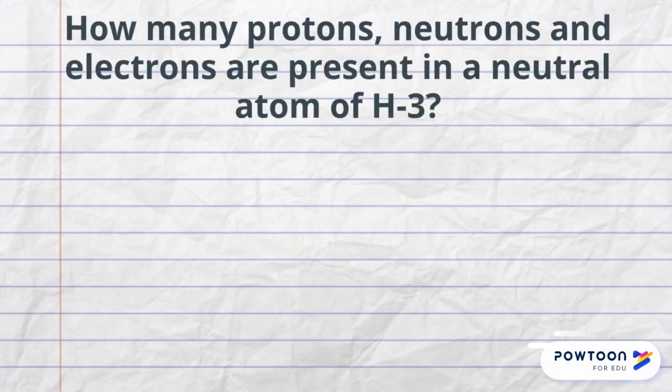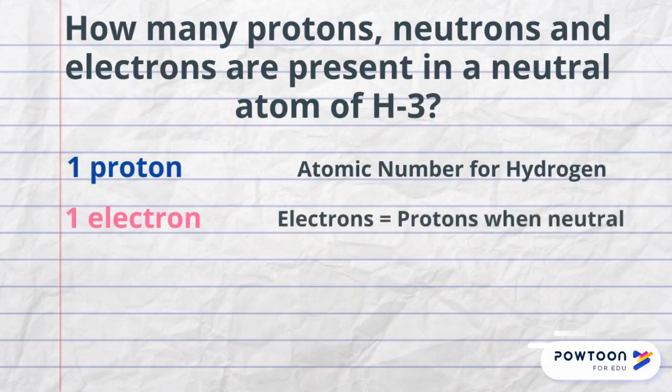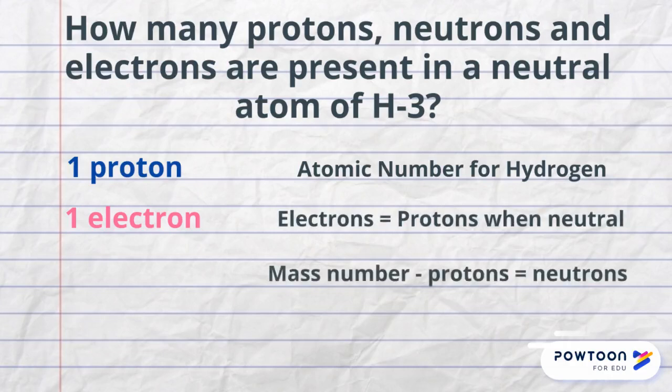Let's try a practice problem and put everything together. Pause the video while you determine the answer. The answer is 1 proton. This is the atomic number of hydrogen found on the periodic table. There's also 1 electron because it is a neutral atom. We know this because there is no charge indicated. The total mass is 3 AMU, and with 1 proton, we can subtract 1 from 3 and get 2 for the number of neutrons.